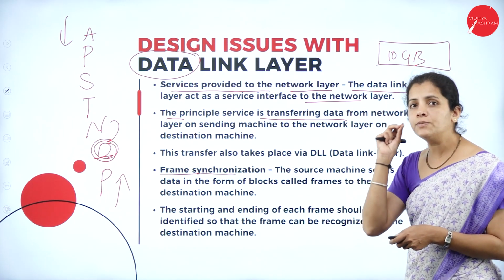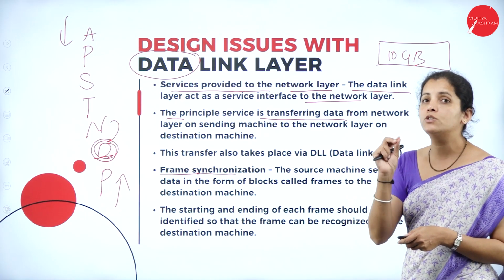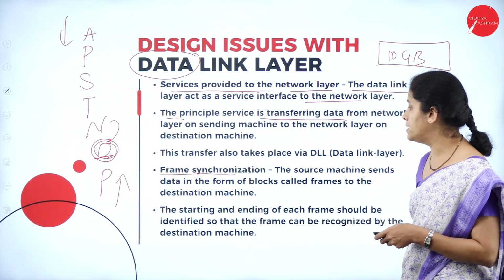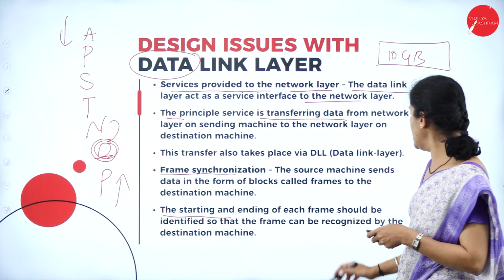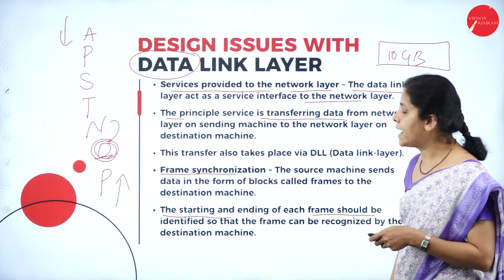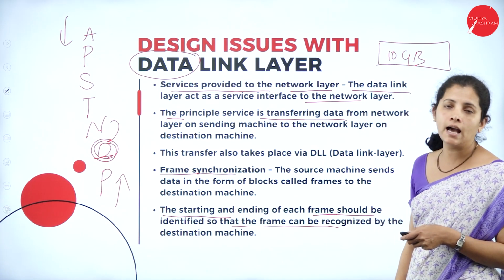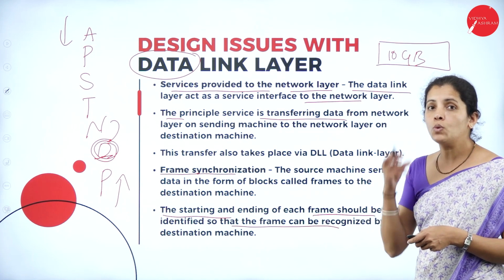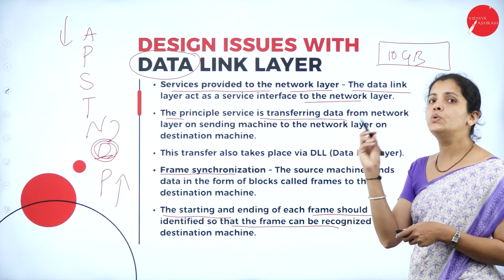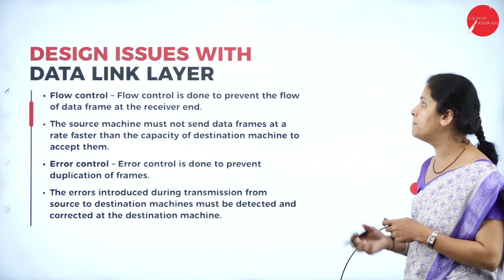So for each frame, I'm going to specify a unique number that's known as the frame number. The starting and ending of each frame should be identified so that the frame can be recognized by the destination machine. So to identify the frames uniquely, what am I going to do? I'm going to assign the frame number.